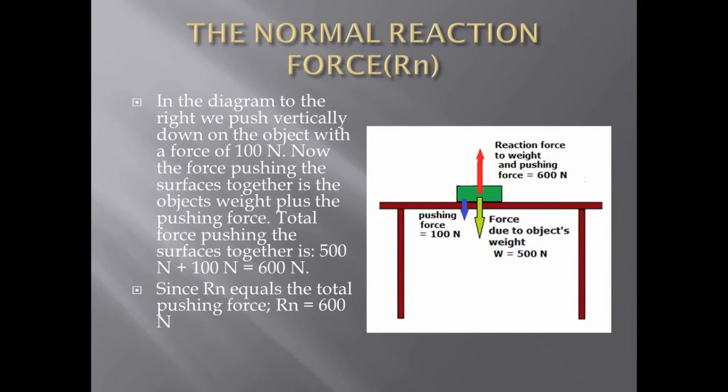In the diagram to the right, we push vertically down on the object with a force of 100 newtons. Now the force pushing the surfaces together is the object's weight plus the pushing force. Total force pushing the surfaces together equals 500 newtons plus 100 newtons equals 600 newtons. Since Rn equals the total pushing force, Rn equals 600 newtons.